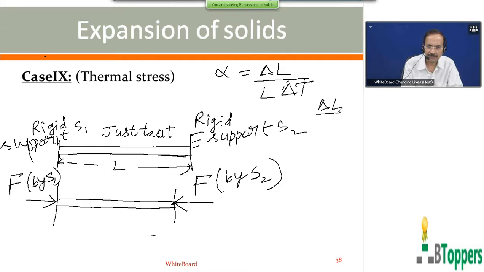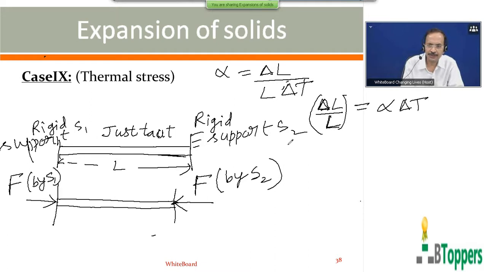So delta L by L can be written as alpha into delta T, change in temperature. On Kelvin scale, it is numerically same as change in temperature on centigrade scale. You can write delta capital T or delta small t. Now, if you want to produce the same elongation of the rod by applying stretching force, the force required to produce this elongation delta L in the rod with original length L can be found from the theory of elasticity.